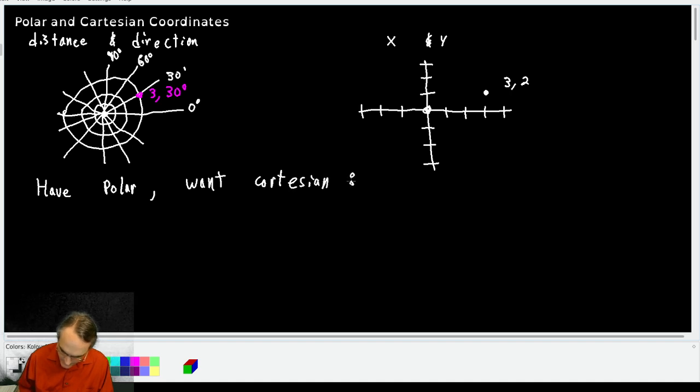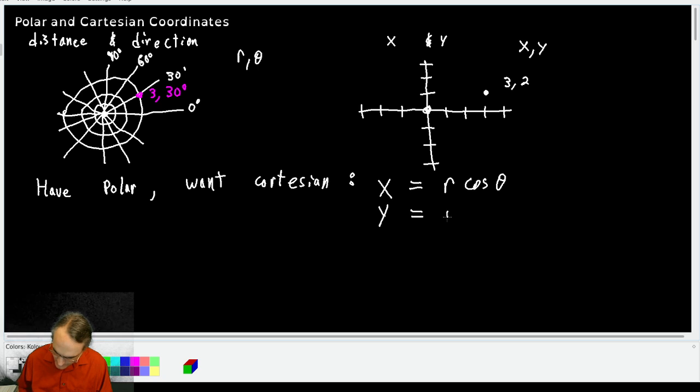and you want Cartesian. You'd actually find the x component as the distance part. So this part does it as r and theta, this one does it as x and y. X would be r times cosine of theta, and y would be equal to r times sine of theta. Now vice versa.